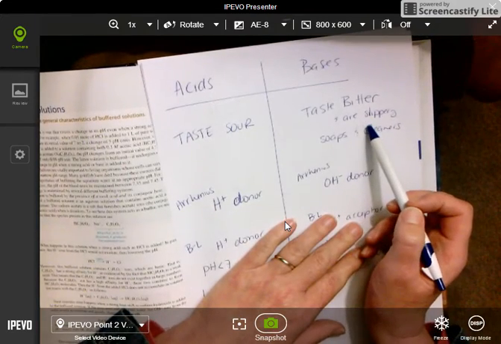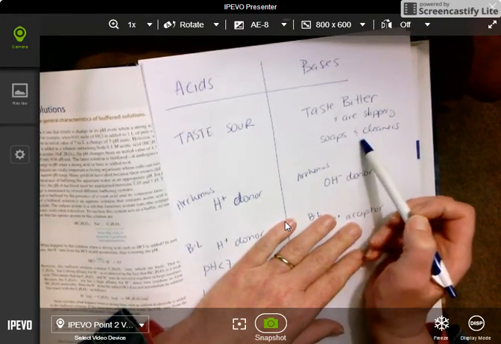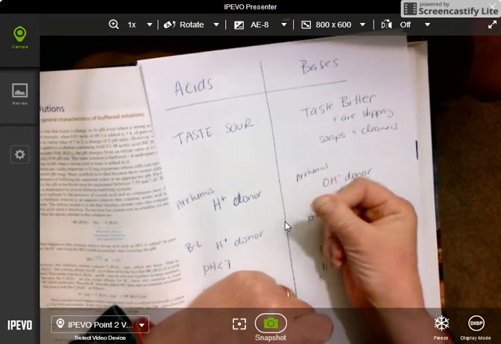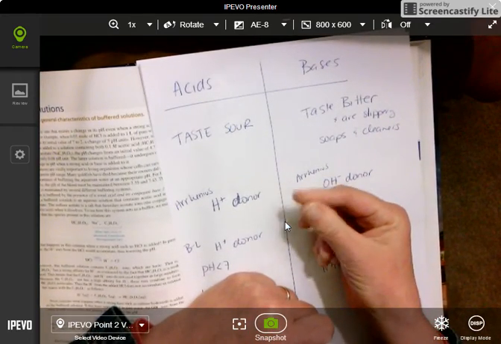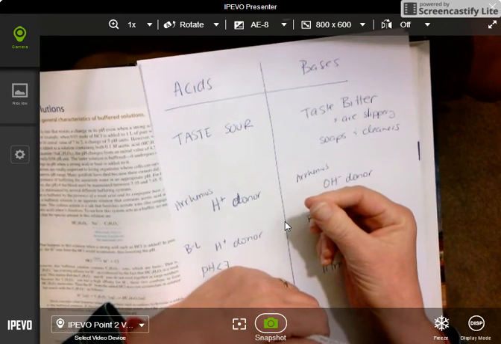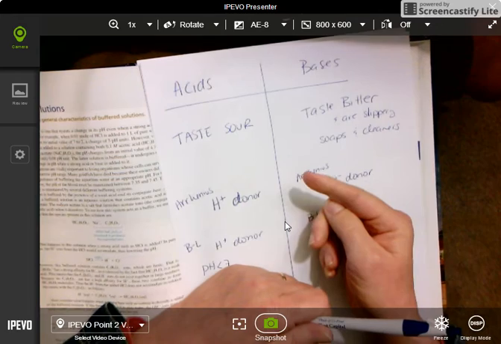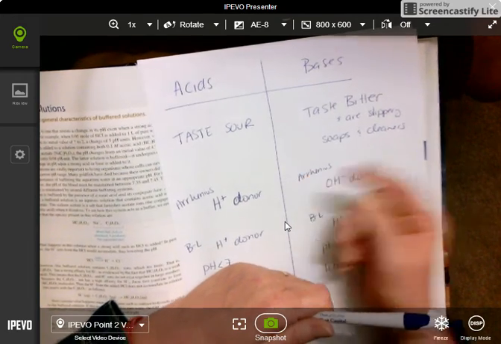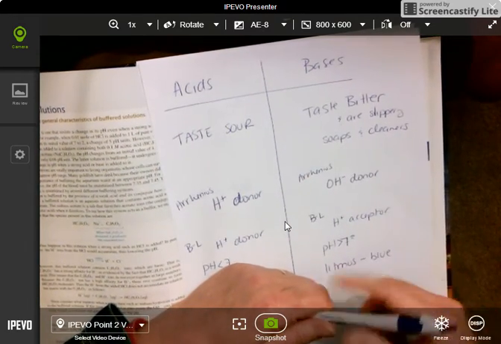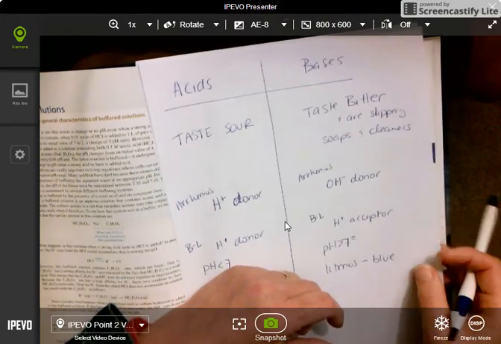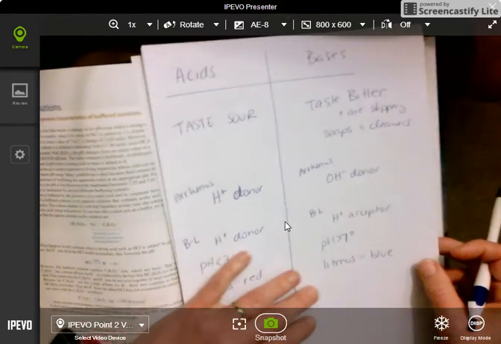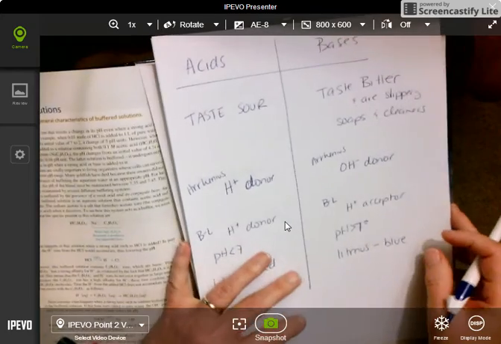Okay, the other one is that bases are slippery. Soaps and cleaners are slippery. So if you feel soap and put it between your fingers and it feels slippery, that's because it's basic. Most cleaners are basic. And when you watch the video that I assigned on ammonia, it talks about why ammonia and other bases make good cleaners. Okay, so that's just some of your basic characteristics.